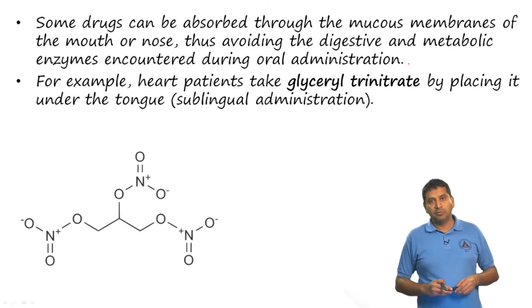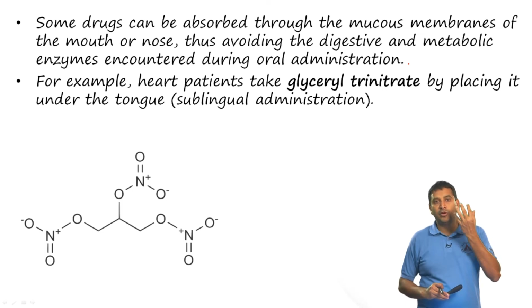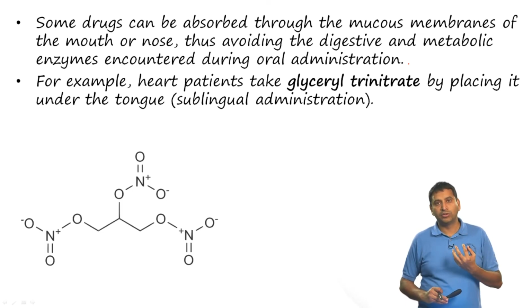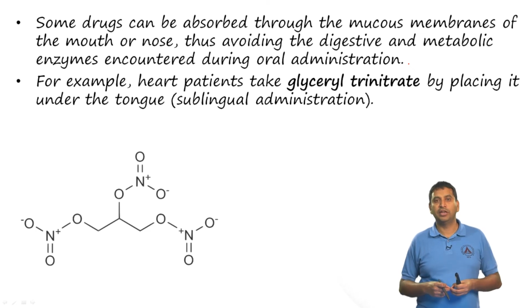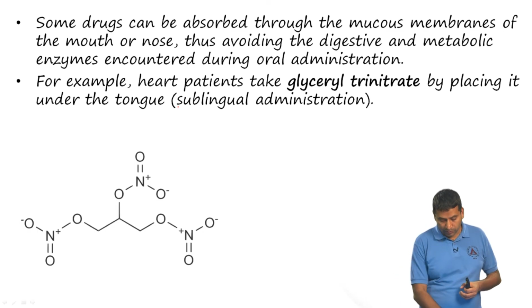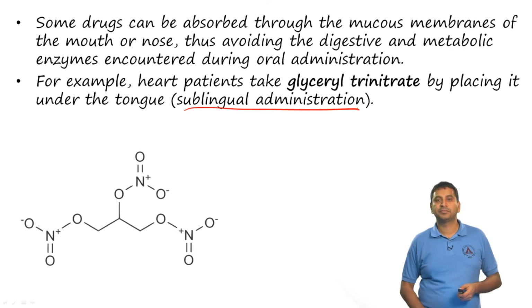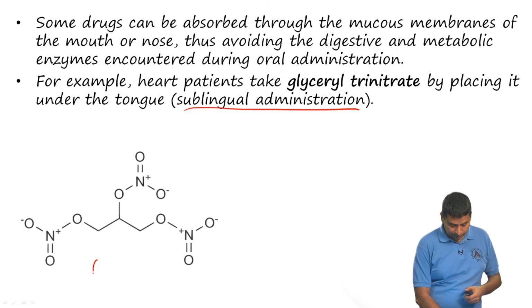Some drugs can be absorbed through the mucous membrane of the mouth or nose, and they can avoid the digestive and metabolic enzymes. This is especially relevant when you are looking at heart patients that take glyceryl trinitrate, and they place it under the tongue, which is called sublingual administration. And the structure of GTN is shown here.